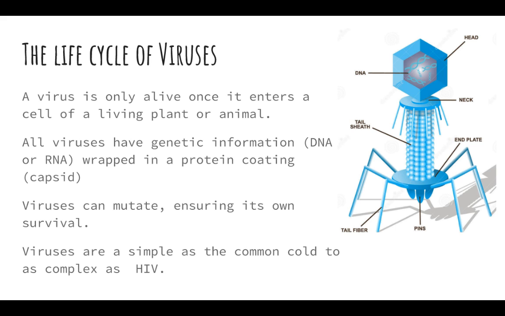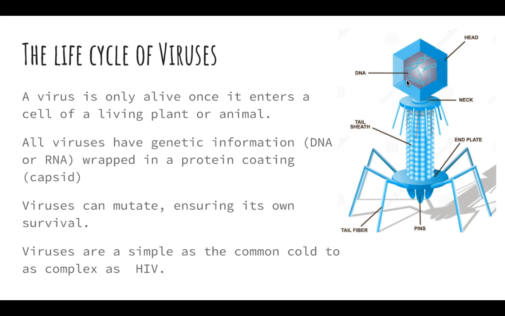All viruses have two things in common. They have some type of genetic information, whether it's DNA or RNA, and that genetic information is wrapped in a protein coating, which we call a capsid. That would be what's labeled as a head over here. So we have the DNA, and then it's surrounded by a protein to help keep it safe.